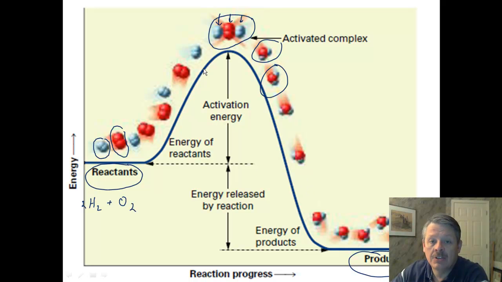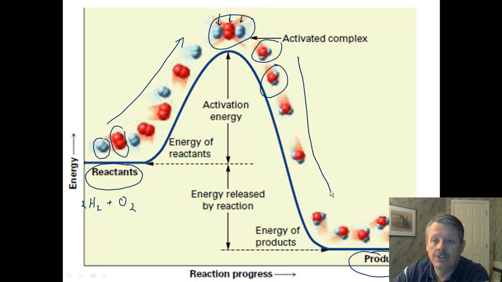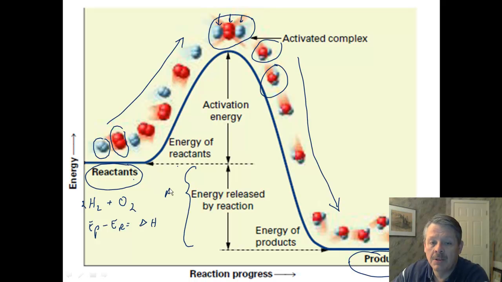So as these bonds are broken, that takes energy. So you're putting energy into the reaction, okay? And then once the new bonds form between the hydrogen and the oxygen, it gives off a bunch of energy. So the energy of the products minus the energy of the reactants gives us our delta H, which is the enthalpy of the reaction, which is right here, also called the energy released by the reaction. This is our delta H.